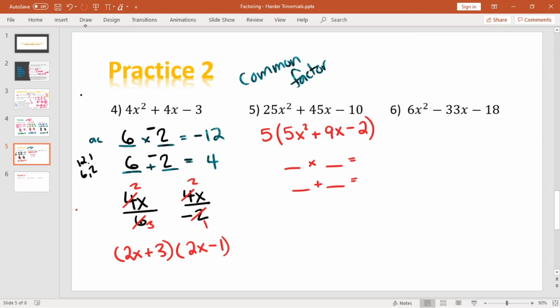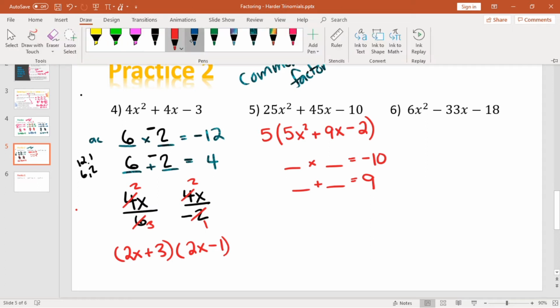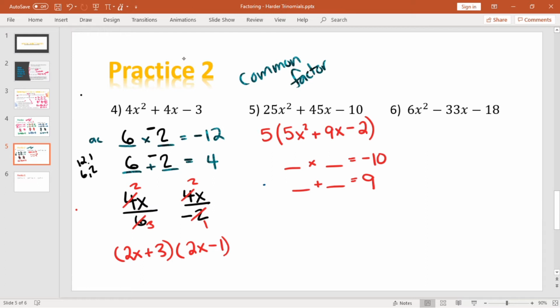So I need to multiply to negative 10, 5 times negative 2, and I need to add to positive 9. Okay, so once again, because C is negative, or AC is negative, I know that I'm thinking about things that are apart as opposed to adding to, a difference instead of a sum. And 10 and 1 are 9 apart.